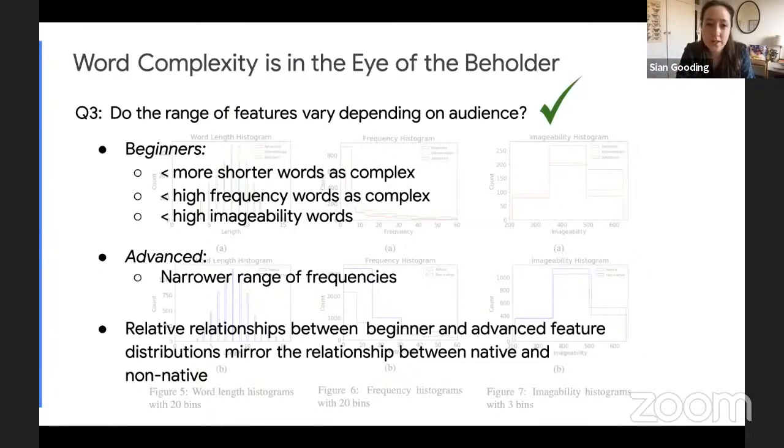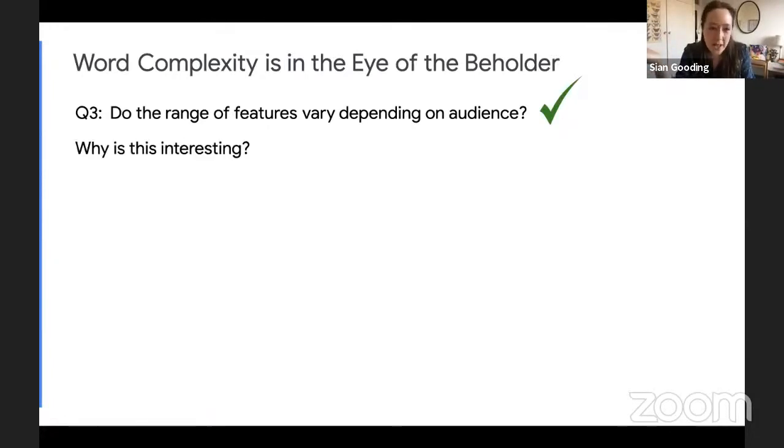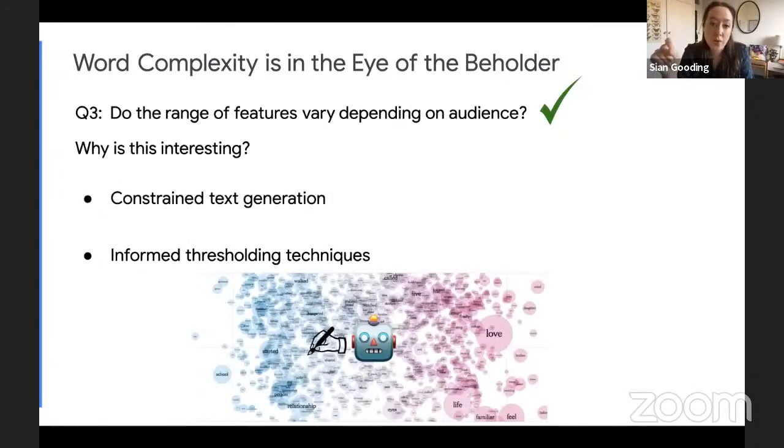So that was okay. Why is this interesting? Why do we care? I think there are two reasons. If we know, for instance, that for advanced non-native speakers there's a narrow band of frequencies such that it's unlikely they would have seen the word before, it really helps us when we do constrained text generation. If we know that for a beginner group there's a set of frequencies they're unlikely to have seen, and that moves for advanced and moves more to the right for native, then at the point of generating text, we can constrain for words within a particular frequency.